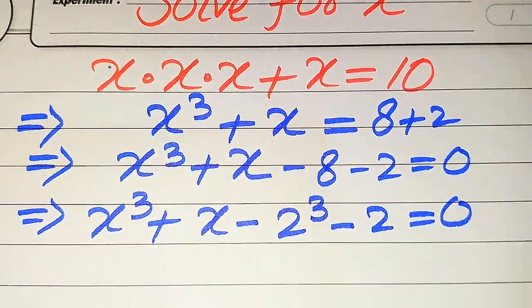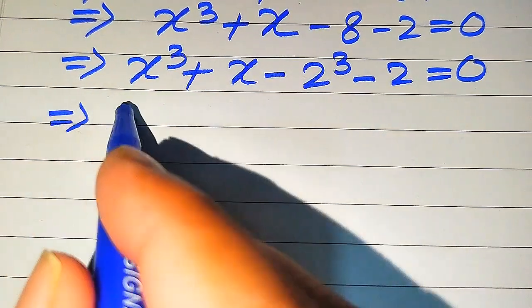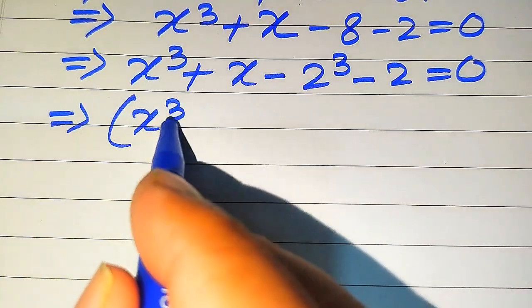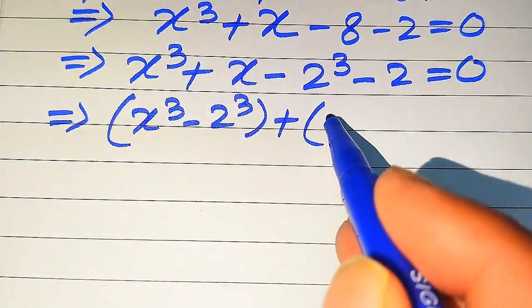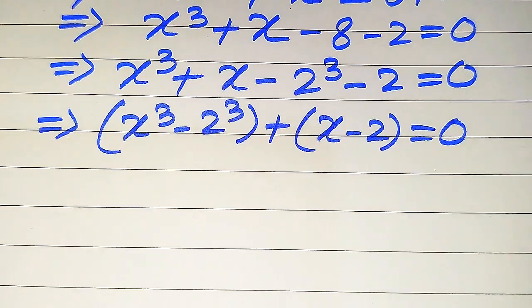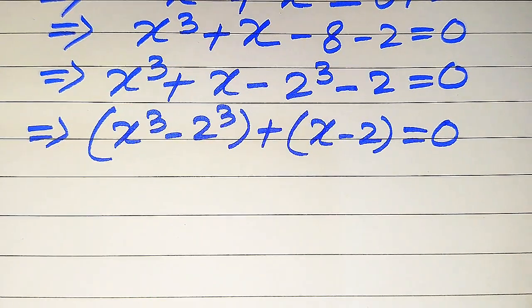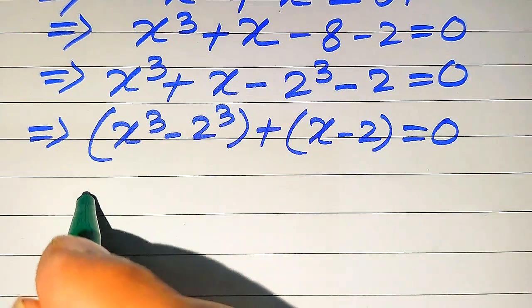And now further in the next step we make a pair of cubic term with cubic term, and after making the pair it becomes x cubed minus 2 cubed, plus we have x minus 2 is equal to 0. And now further in the next step, in the first factor we use the nice cubic formula. You know about that.